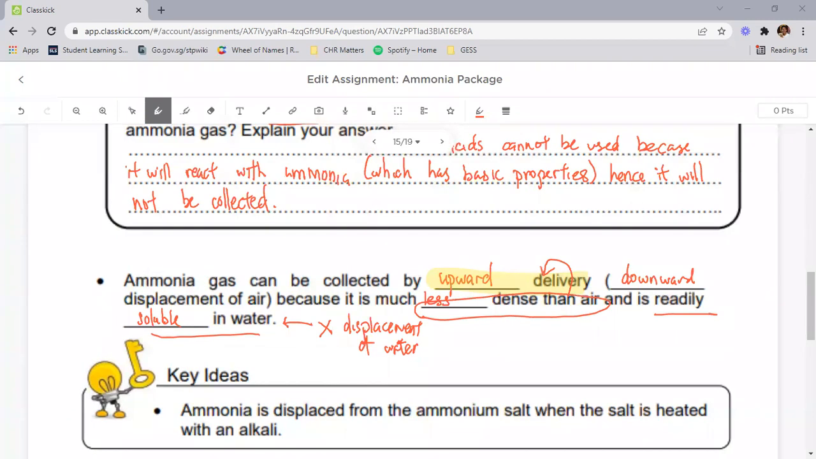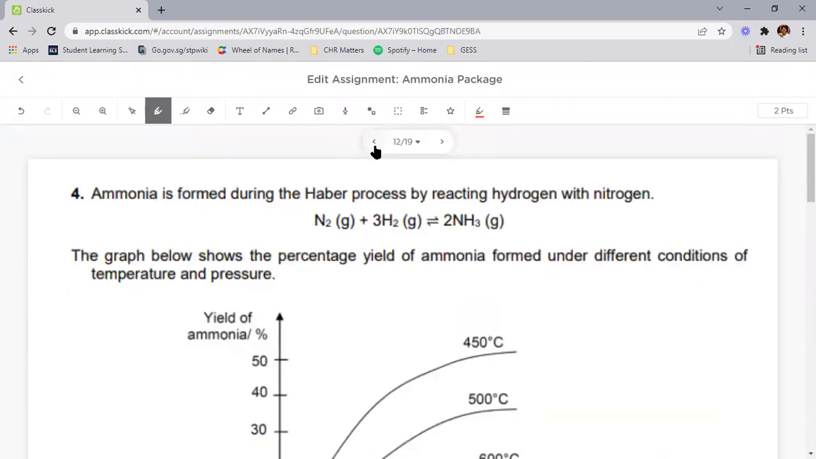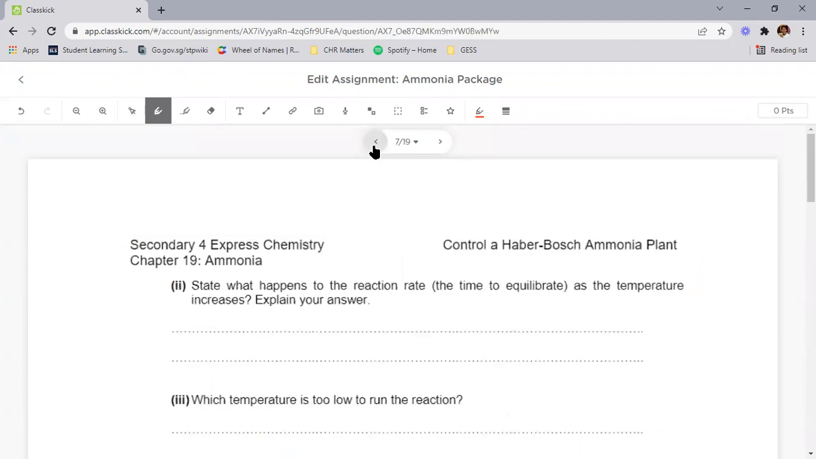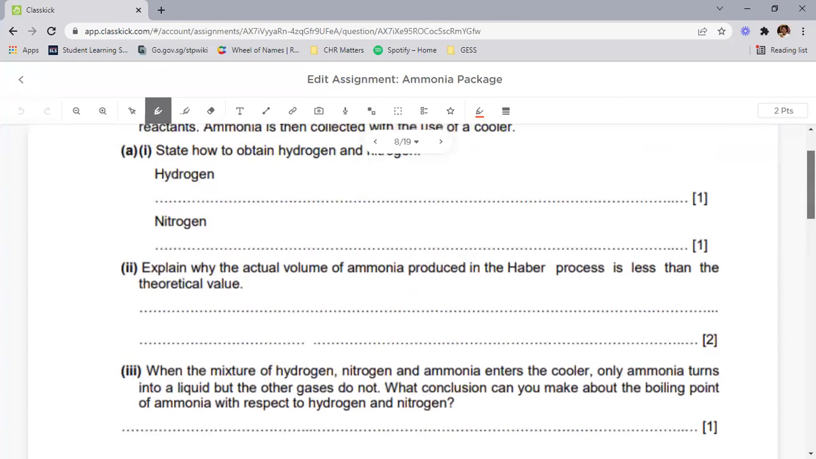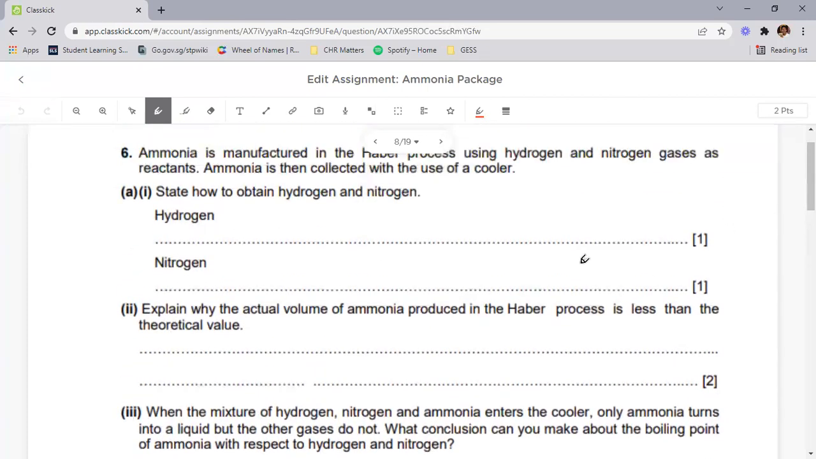Now, to help everyone pull the things together, I just want to go through some of the questions. So I'm going back to slide 8. Slide 8, I will not go through the very, very simple ones. Those very simple ones, I highlight in yellow. I expect you to be able to do them on your own.